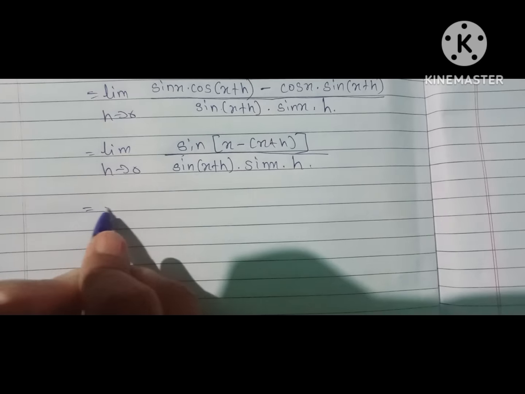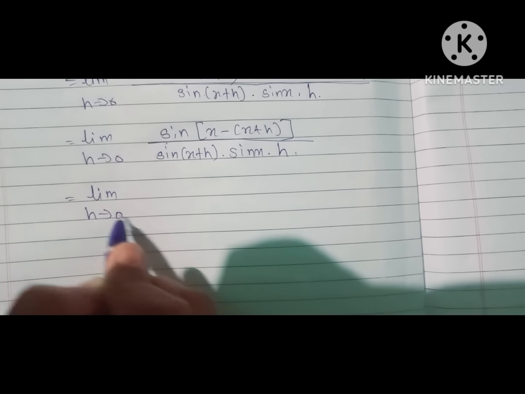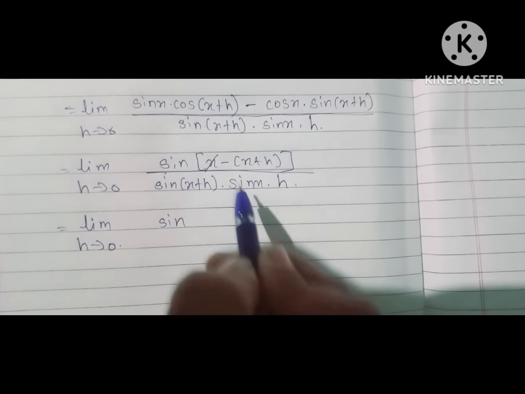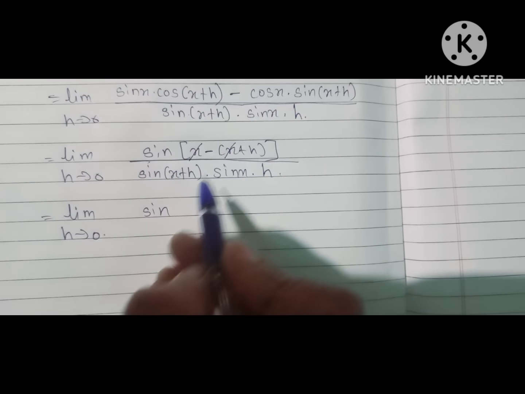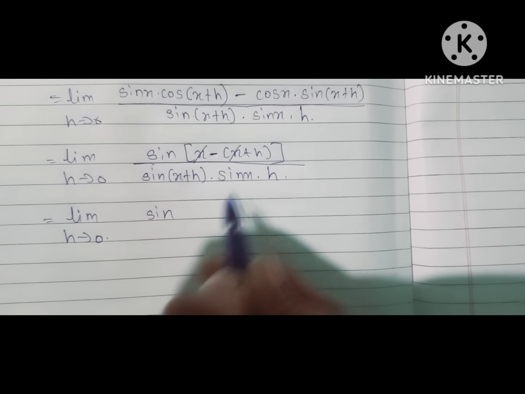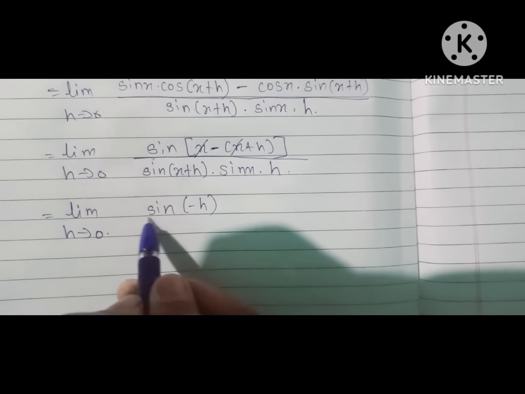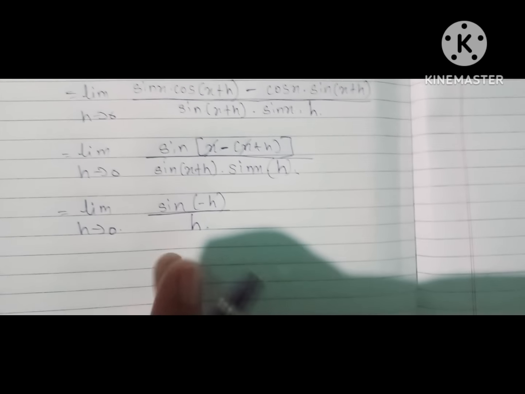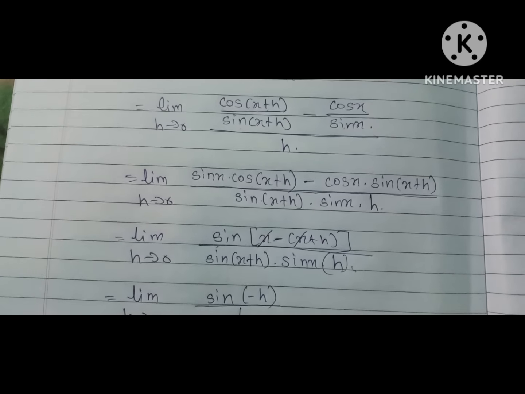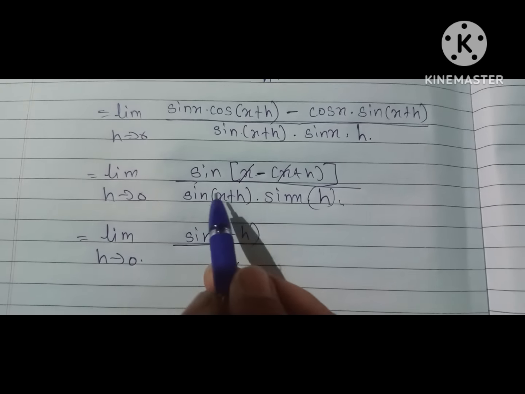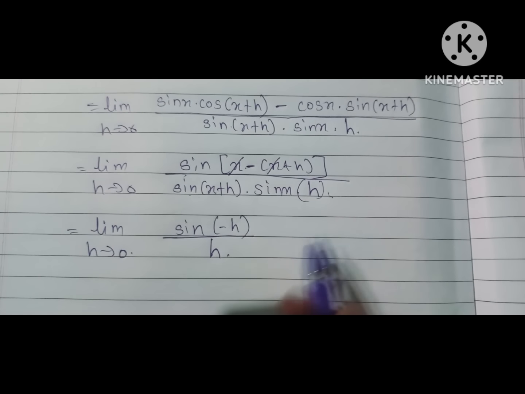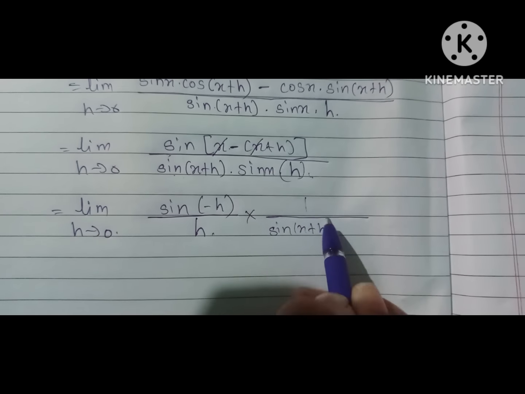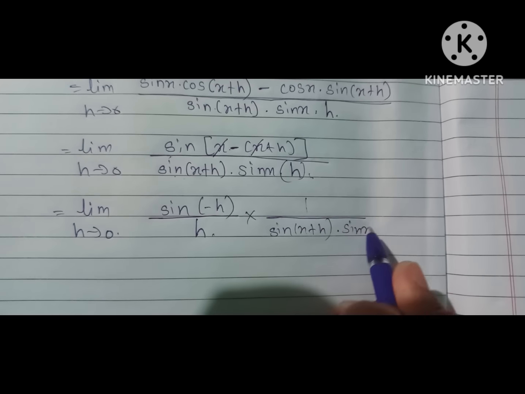Next, limit h tends to 0. Here x cancels with minus x, and what we get here is minus h. Now this h we will arrange to the denominator of x, and sin of x plus h and sin x will be written separately.